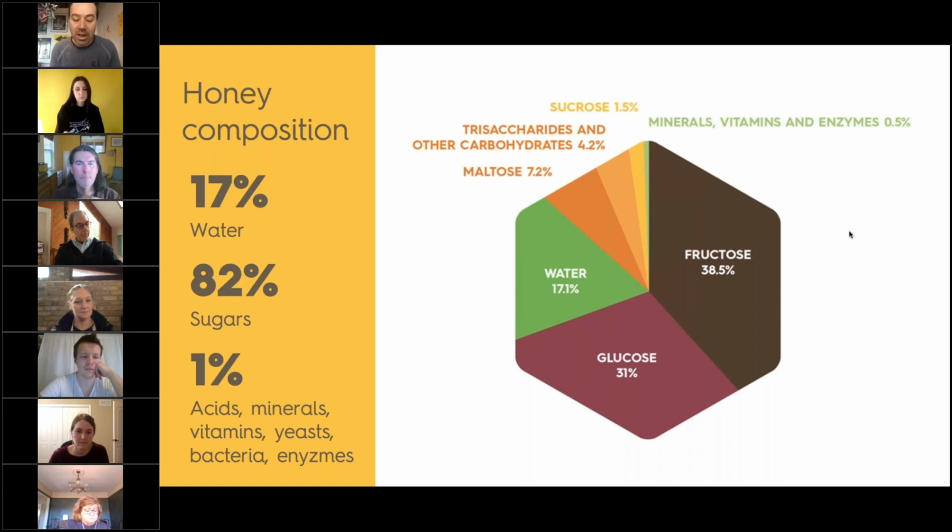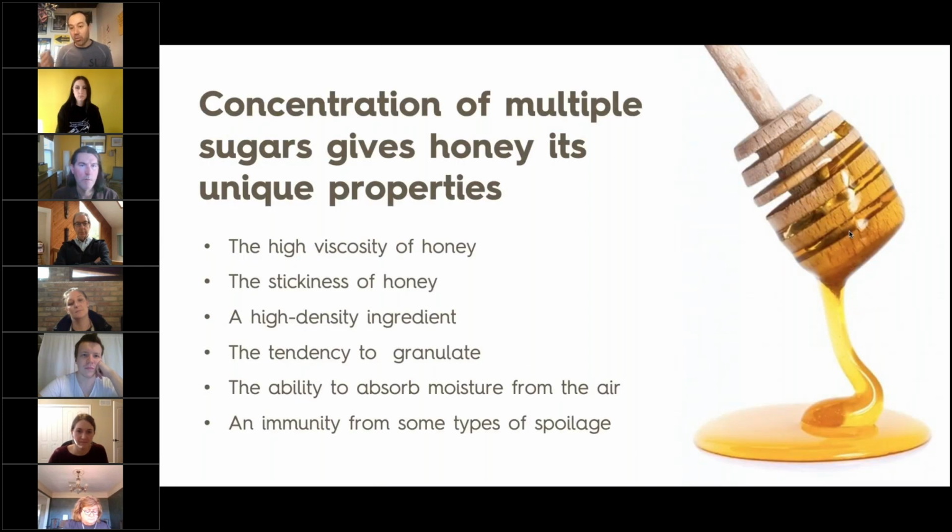But what makes it unique compared to other sweeteners, where it may just have one type of carbohydrate in it, honey has upwards of 20 different types of sugars inside of it. The big ones are your fructose and glucose, but then it also has all sorts of other trisaccharides and even higher sugars that play a huge role in the flavor. And then you've got that 1%. So you've got acids, minerals, vitamins, wild yeast and bacteria, as well as enzymes that are also going to play a role in not only the flavor, but in the functionality of honey whenever it comes to the bakery foods.